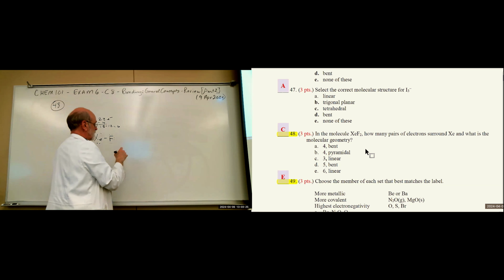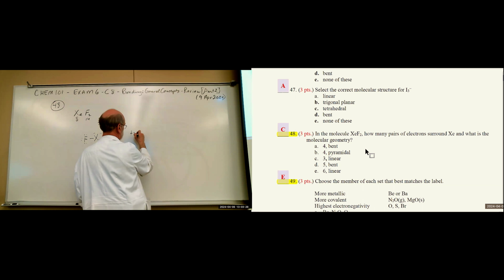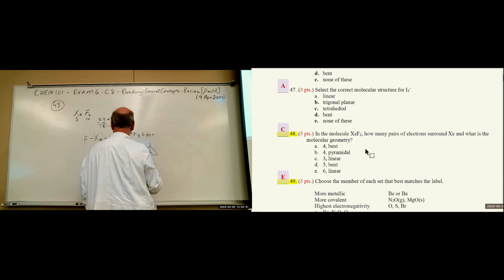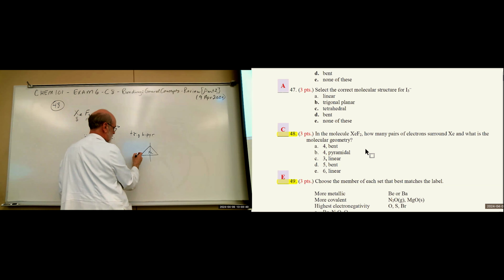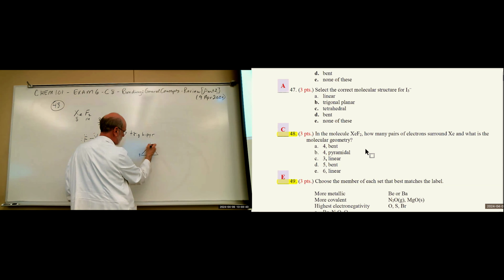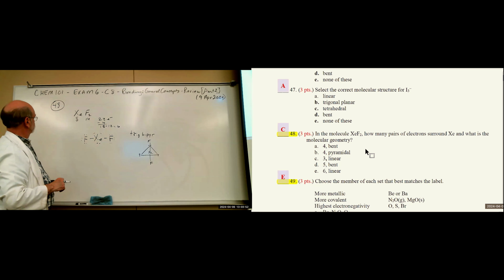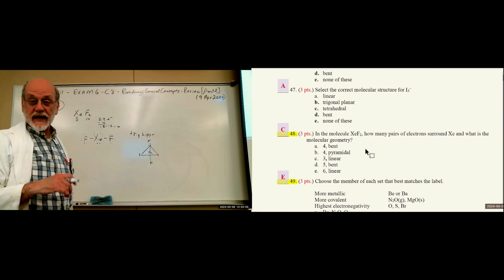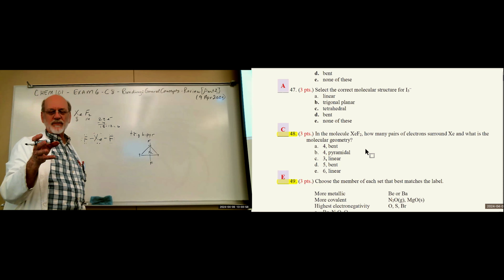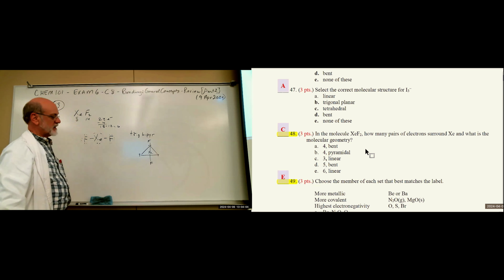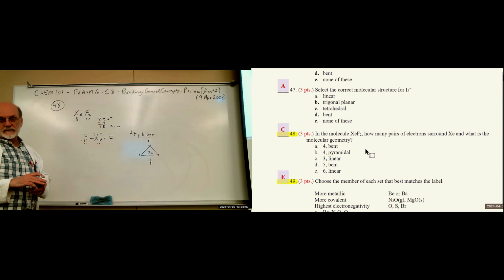5 groups around the xenon is trigonal bipyramid electronic. So we're going to have this triangle again, with the xenon in the middle. And we've got 3 lone pairs. They all go on the triangle. And the fluorines go up here. So that is a linear molecule. Is that one of our choices? Yeah. Oh, it asks us how many pairs of electrons around xenon? 3. 1, 2, 3 pairs around xenon, and it's linear. So that's why the answer is C.